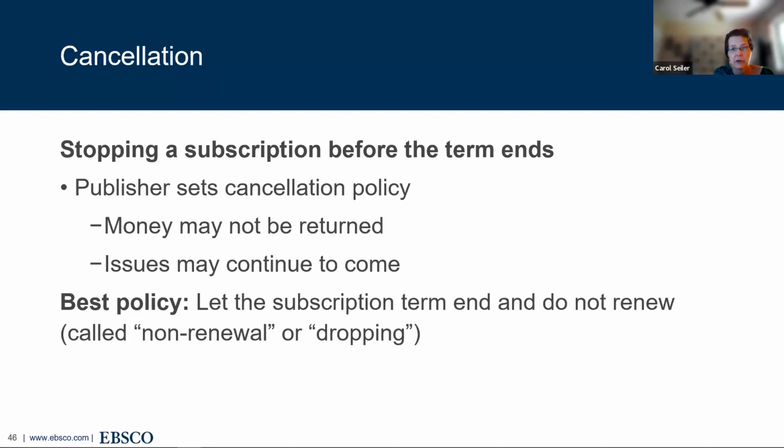You already paid for your subscription. You're going to get it through the year, whether you want it or not. The issues may continue to come. Check your cancellation policies. Sometimes the vendor will say you can cancel within the first 3 months and get a prorated refund, or you may not cancel after the first issue is out, or you may cancel within the first 6 months, or you may never cancel. Check your policy.